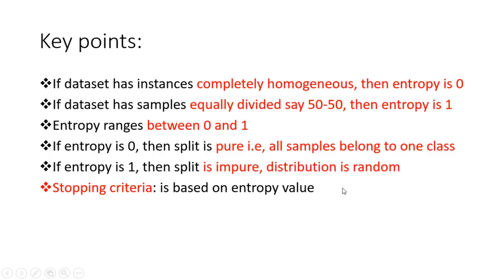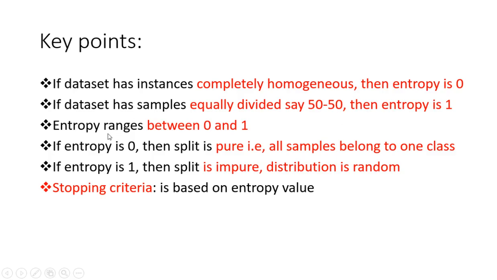The key things you need to remember are: if the data set has instances which are completely homogeneous, that means you're going to get only one outcome, let's say I'm always going to get heads, then the entropy is 0. There's no information. If the data set has equally divided instances, say 50-50, then the entropy is 1.